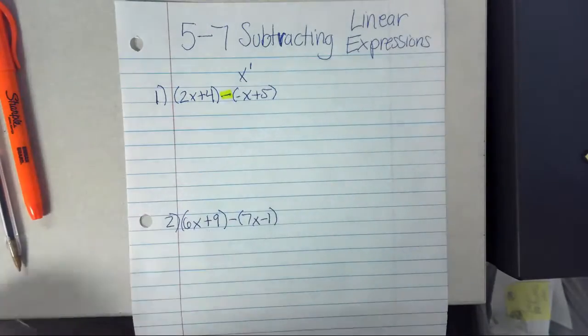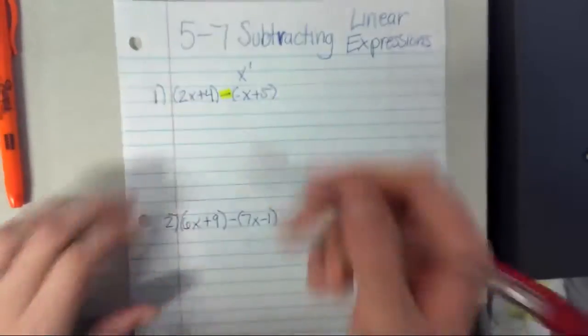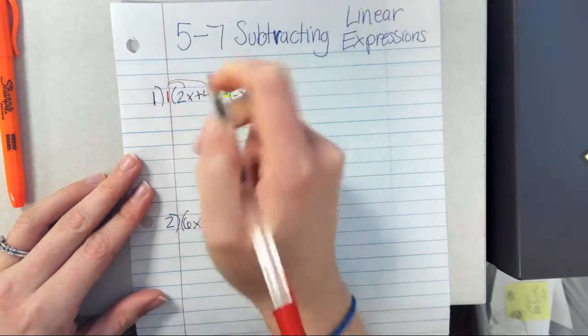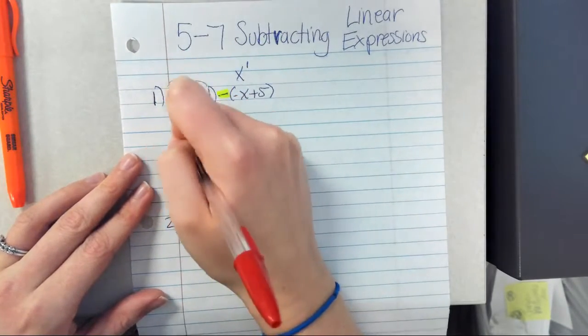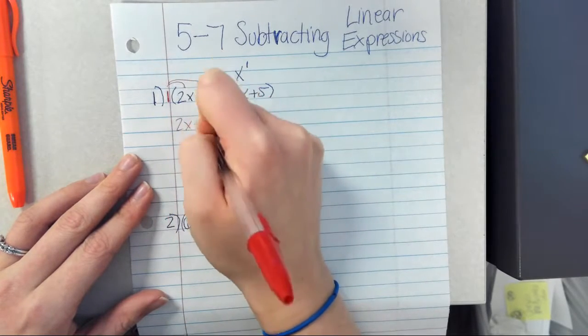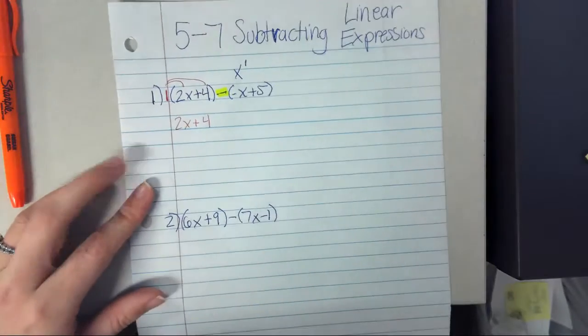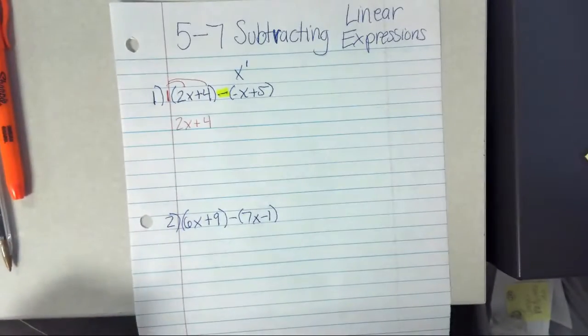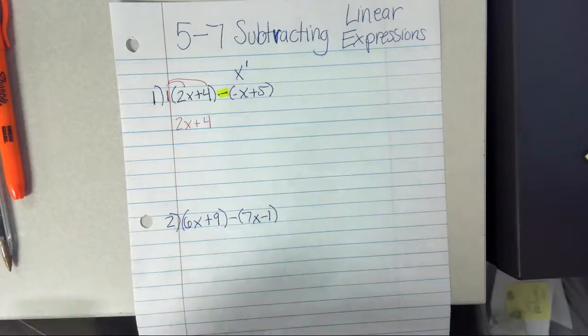From here, the first part stays the same. It's a 1 out front. We're distributing. 1 times 2x is 2x. Bring down your sign. 1 times 4 is 4. The only different part is right here, where we have, and let me grab a different colored pen.